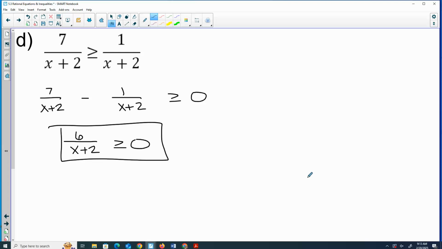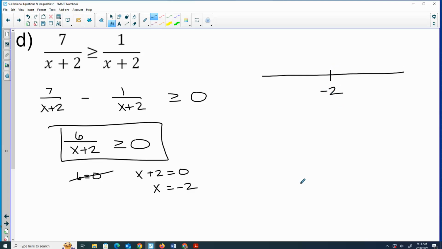So this one was actually a little bit nicer. We didn't have to get the common denominator. It just happened for us. When we set the top and bottom to equal 0, does 6 ever equal 0? No, so that's not going to give us anything. If you set x plus 2 equal to 0, we get -2. So on our sign line, we actually only have one number to test, -2.